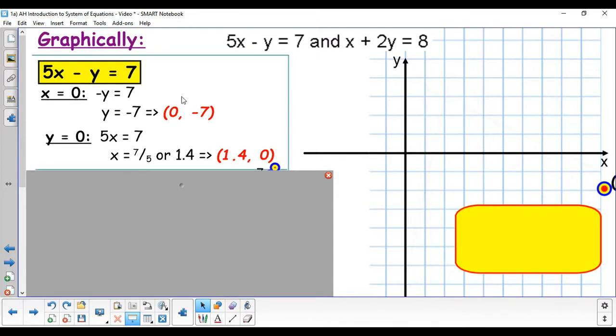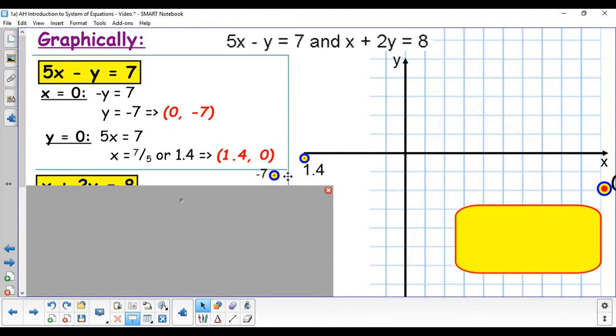So then what would you do? You would plot 0, minus 7. So if I were to plot 0, minus 7 and 1.4, make sure you've got them the right way around. The x is 0, so you went none along and 7 down. So 1, 2, 3, 4, 5, 6, 7.